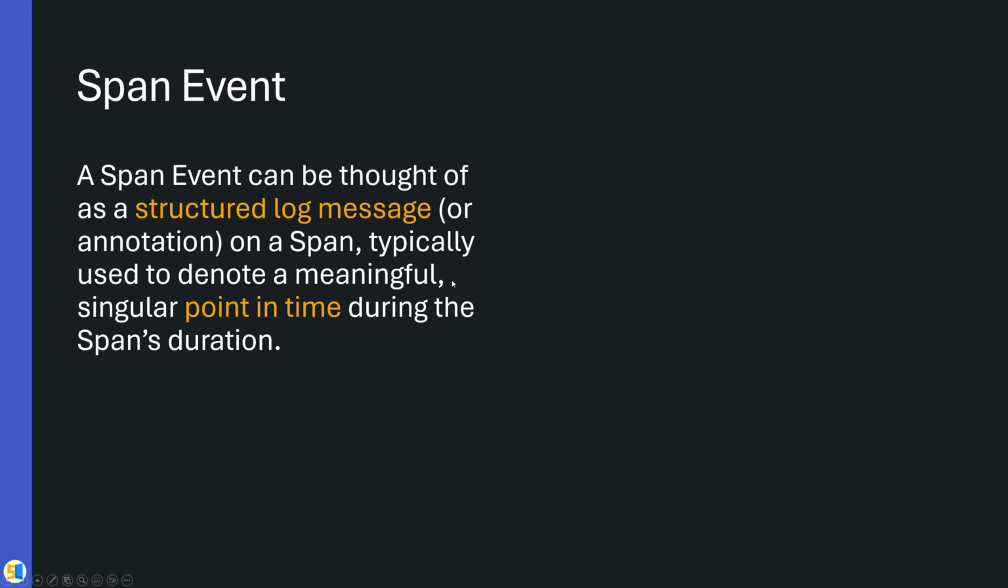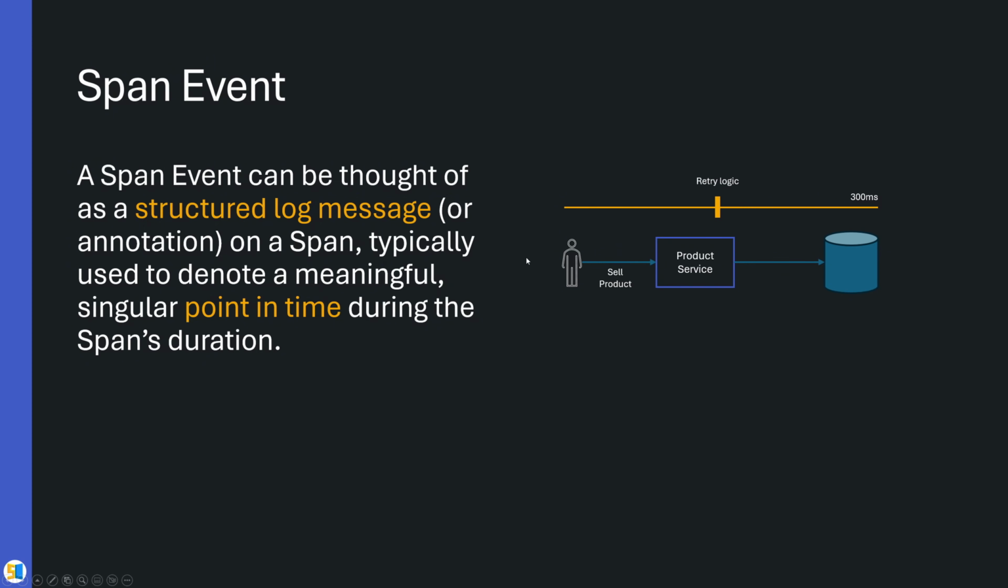What is a span event? A span event can be thought of as a structured log message or annotation on a span, typically used to denote a meaningful singular point in time during the span's duration. So for example, in this flow, I want to use a span event to annotate that at this time in the flow, my retry logic when querying the database is triggered.